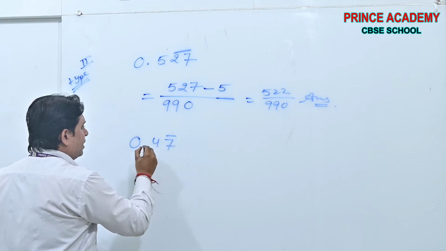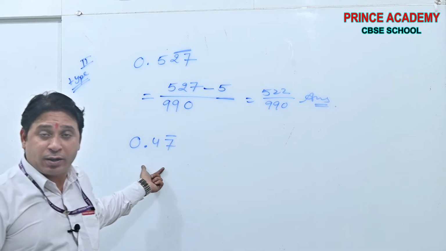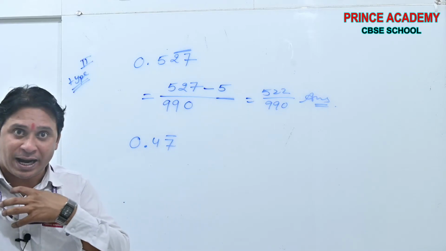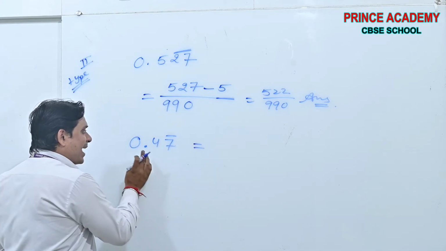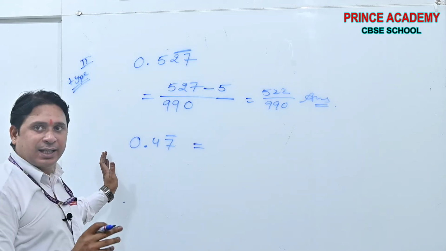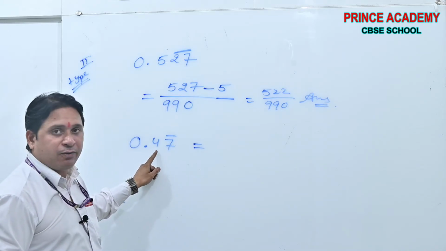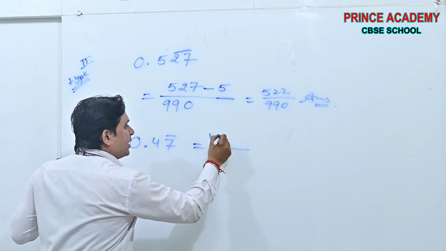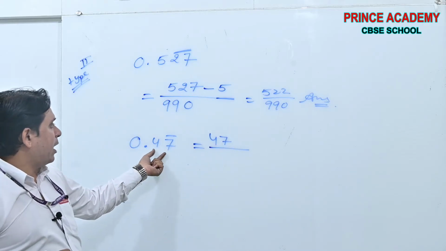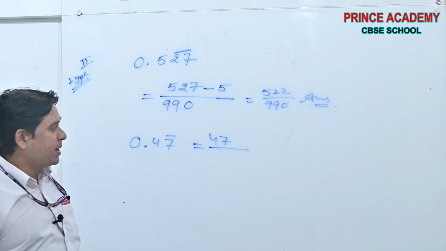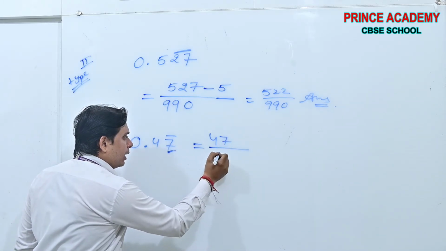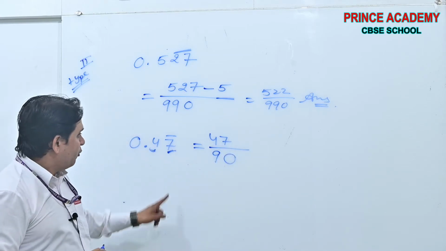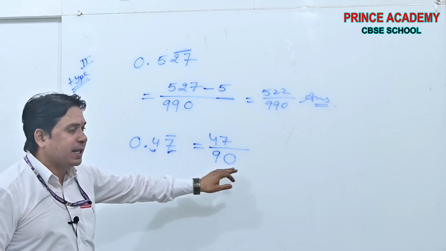0.47 bar. See beta, it is in your notebook, it is in the textbook. Now use my trick. Second type question, because before decimal is nothing. After decimal, one is non-repeating, one is repeating. Write the whole number as it is. Denominator: how much is repeating? Only 1. How much is non-repeating? Only 1. For repeating 9, for non-repeating 0.